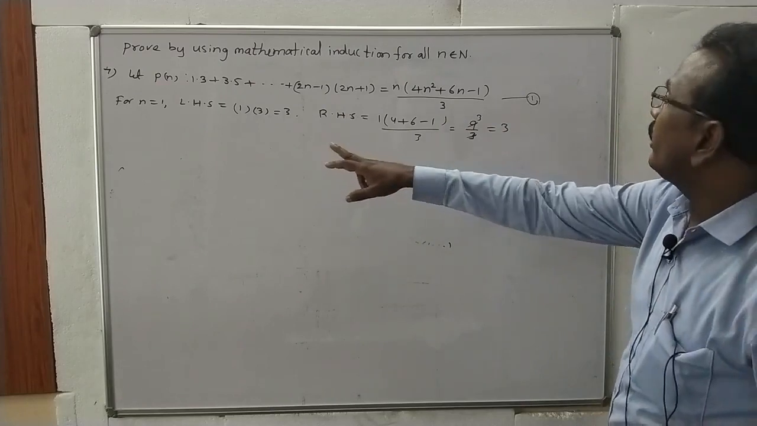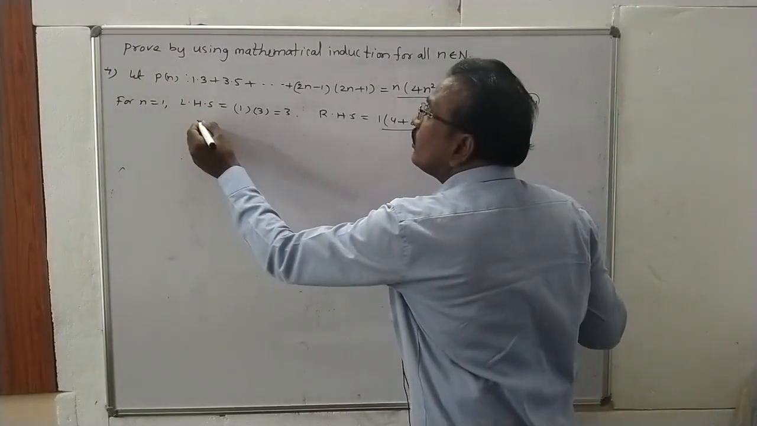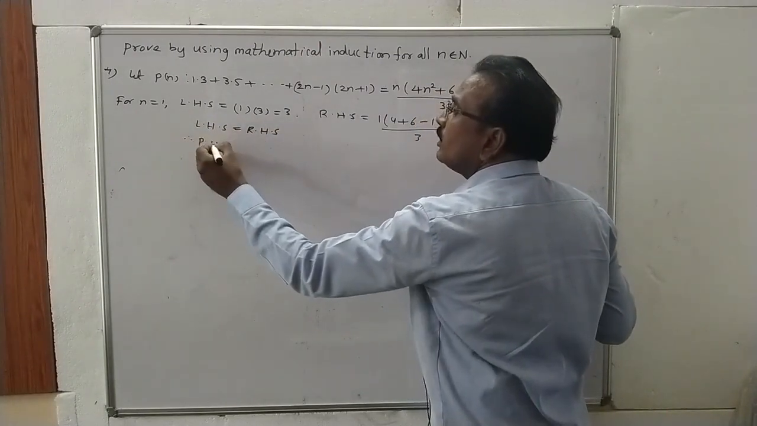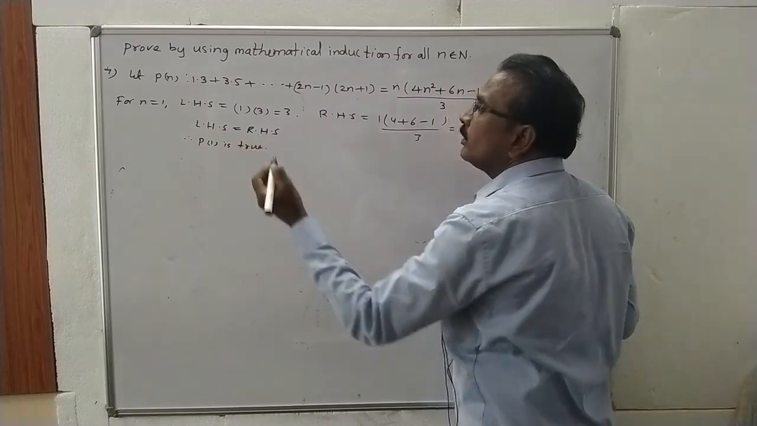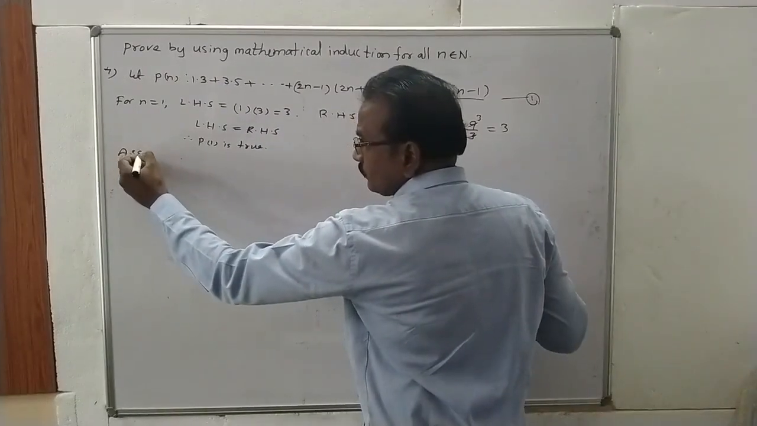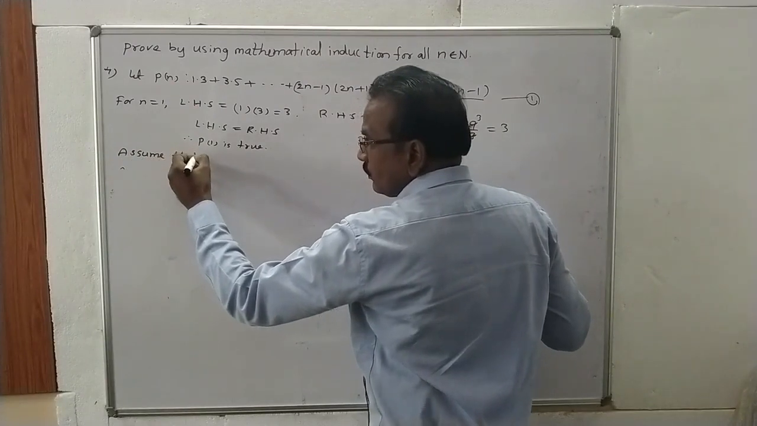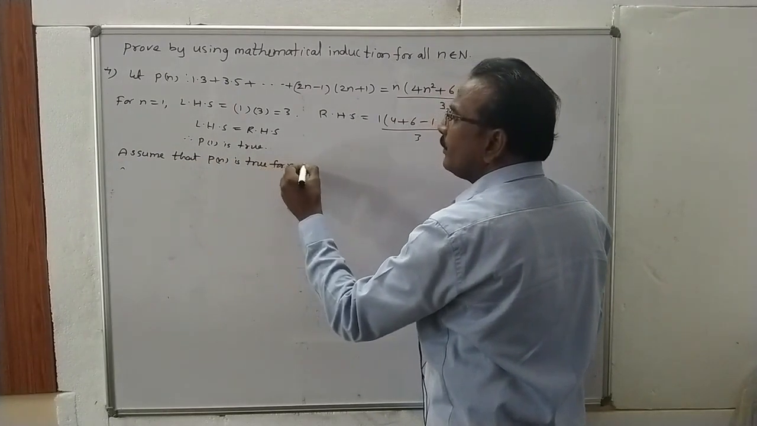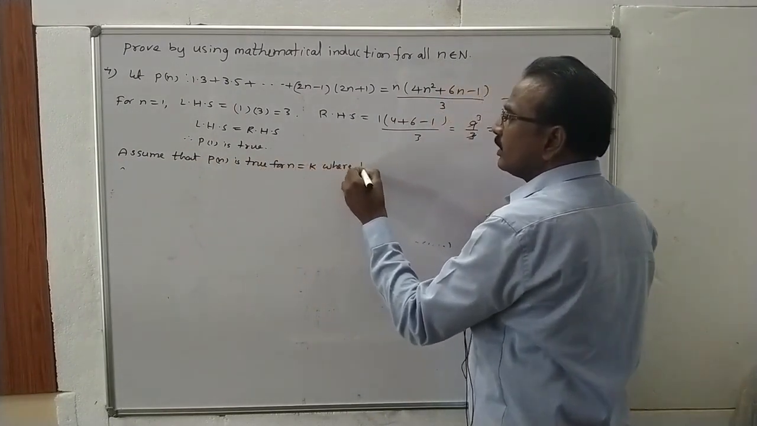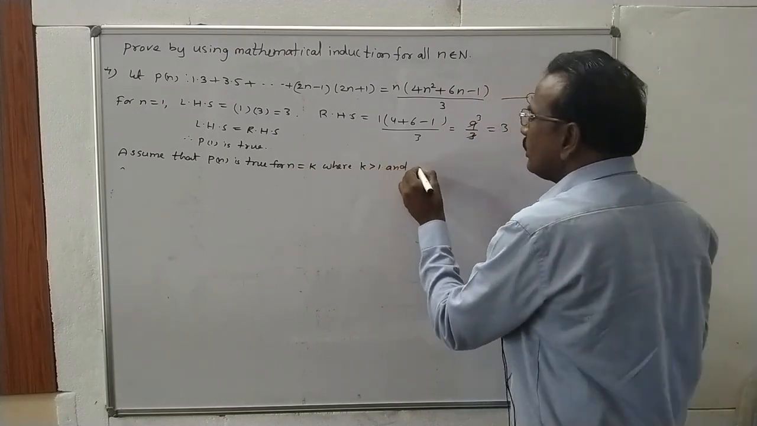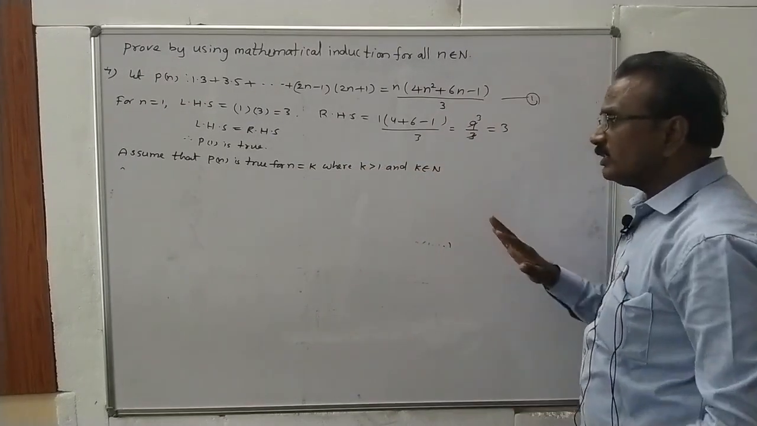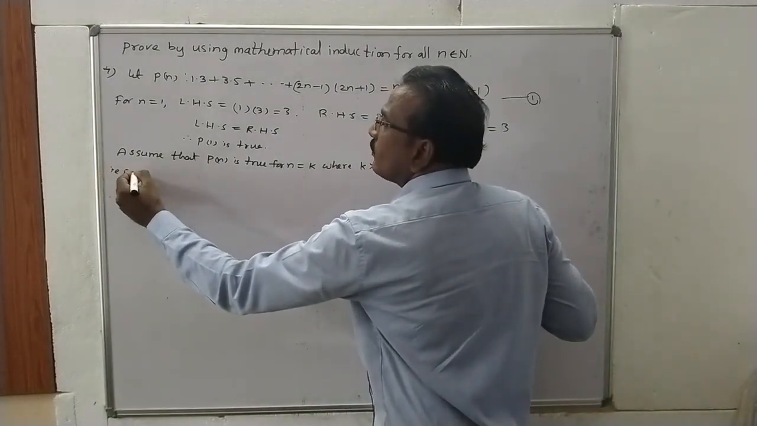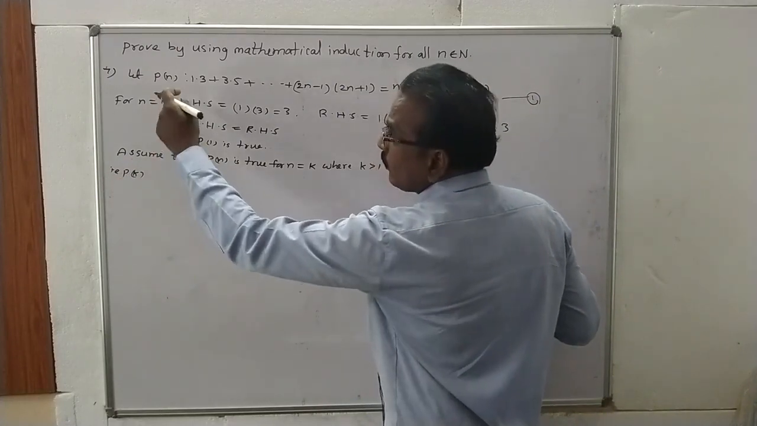So LHS is equal to 3, RHS is equal to 3. Therefore, P of 1 is true. LHS is equal to RHS. Next, assume that P of n is true for n is equal to k, where k is greater than 1 and k belongs to N. K is any positive integer. That is, P of k is, just replace n by k in equation 1.